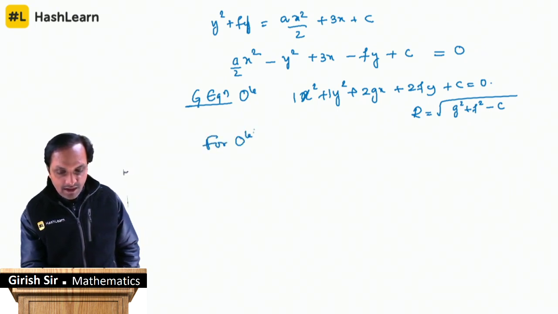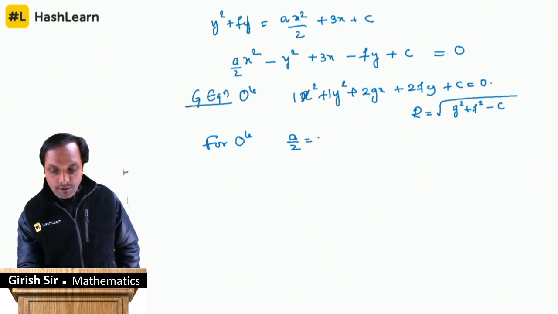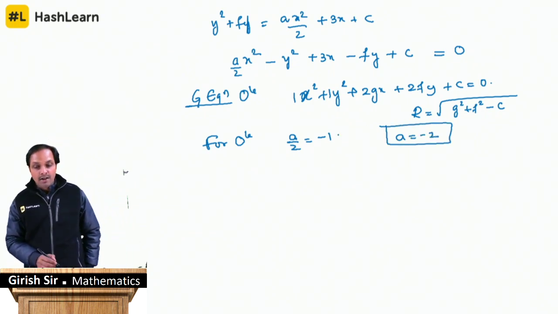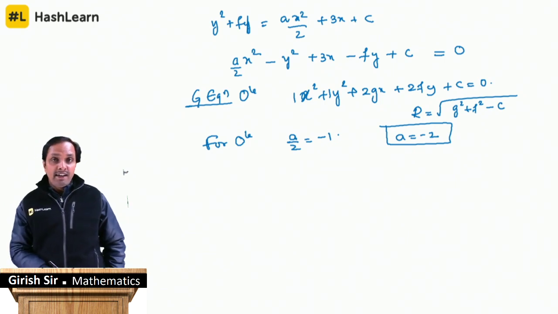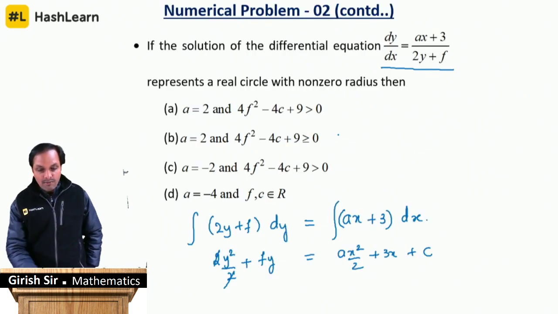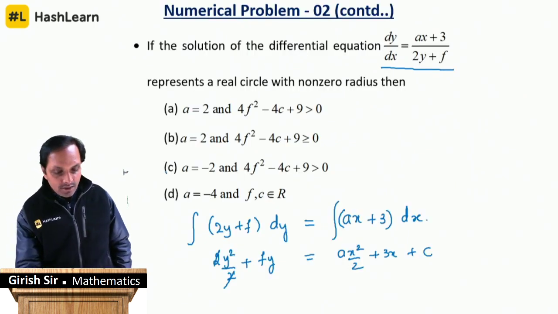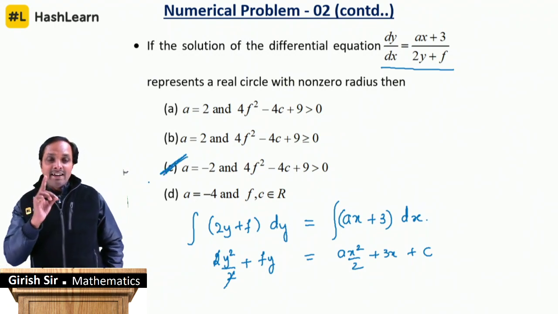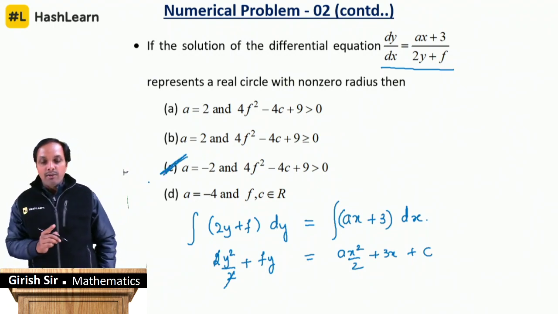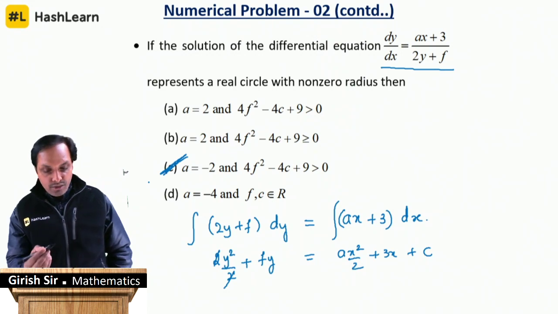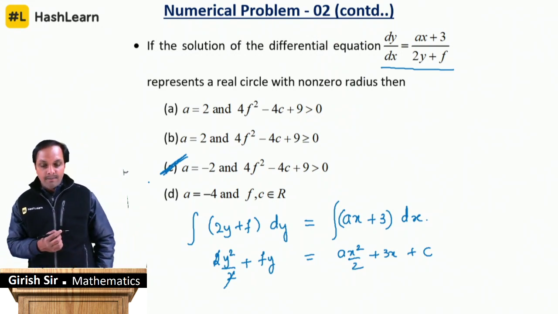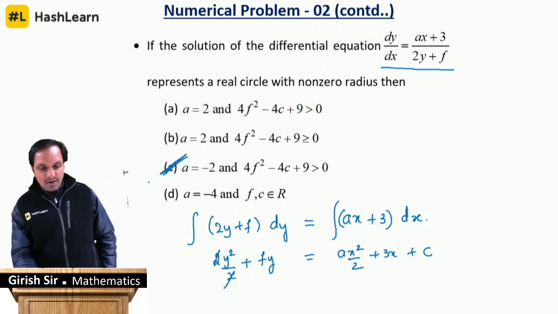For a circle, what do we need? a/2 is the coefficient of x square and coefficient of y square is -1. So a should be equal to -2. This is our first condition. a should be equal to -2. See in which option a is equal to -2. So there is an option in C. C is the only option where you have a -2 and you should mark option C. Okay. So then what about this part?